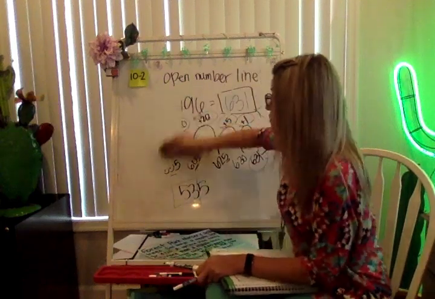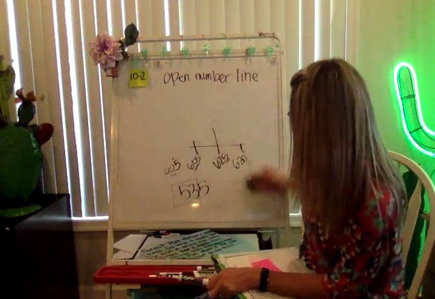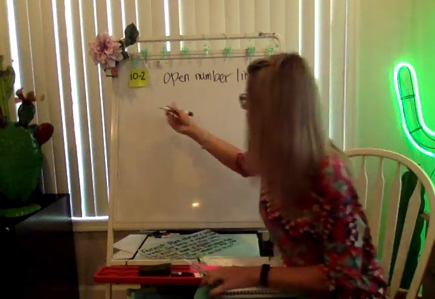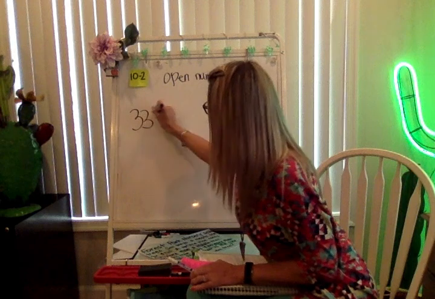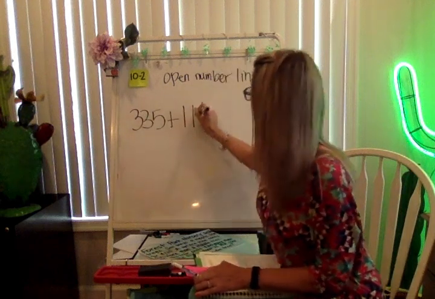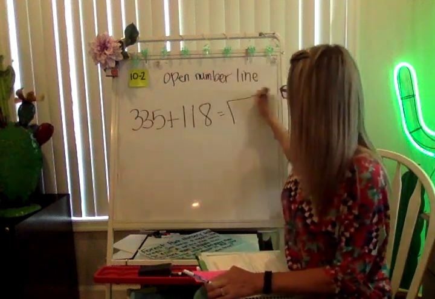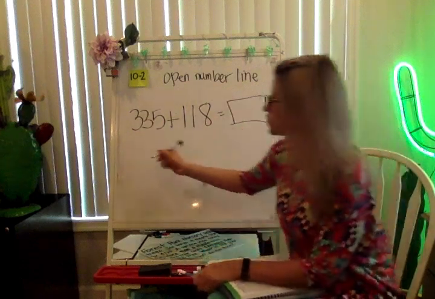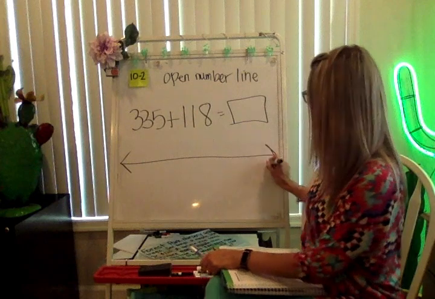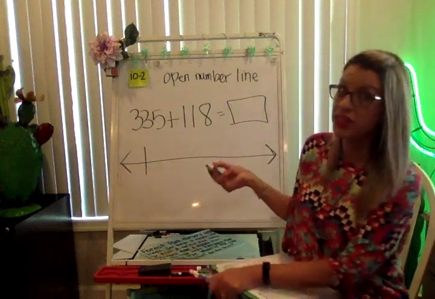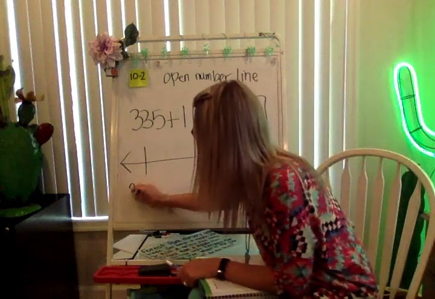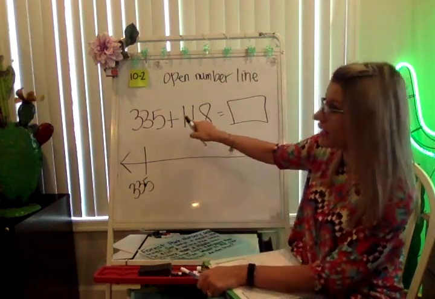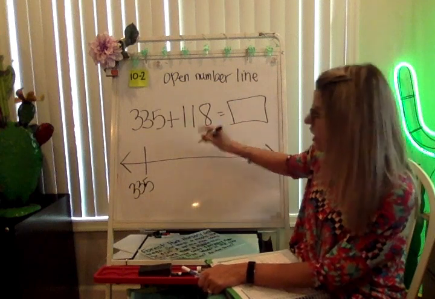The second problem that you worked on is 335 plus 118. I want to show this on the open number line. That was the way you were told to solve. I'm starting with the number 335. I'm going to be adding 100, 110, and 8 ones.